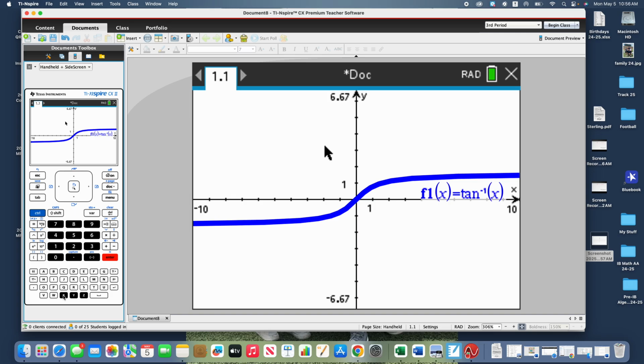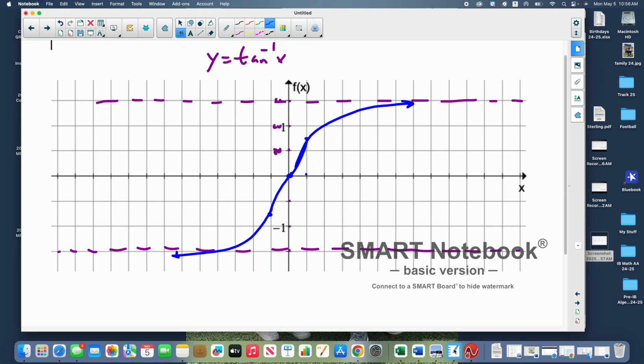What would the domain of this graph be? All real numbers. Good, because the range of the tangent graph is all real numbers. What would be the range of this graph here? Negative 90 to 90, yeah. That's what we use. Now you could use pi over 2's as well. So if we were to write the domain and the range here, the domain would be all real numbers, and the range.